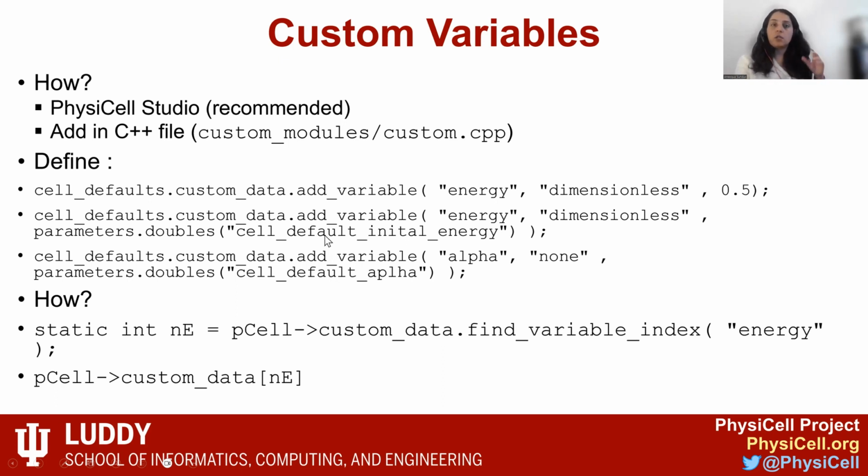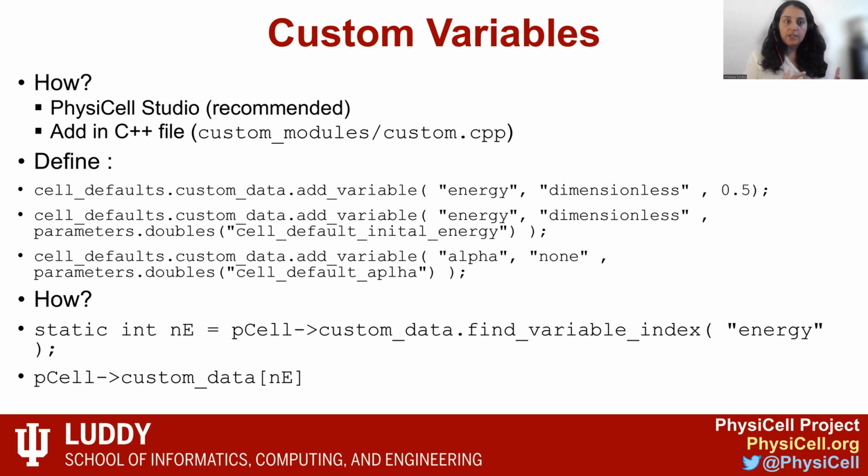So the cell default initial energy will be a parameter in the user parameters, and you can get it from there and initialize your custom variable with that value from the XML. And once you have this value, how will you access it? So now each default cell has this variable attached to it, whose name is energy. You can add alpha, anything else, and its value is 0.5 or whatever is in the user parameter, depending on which statement you use.